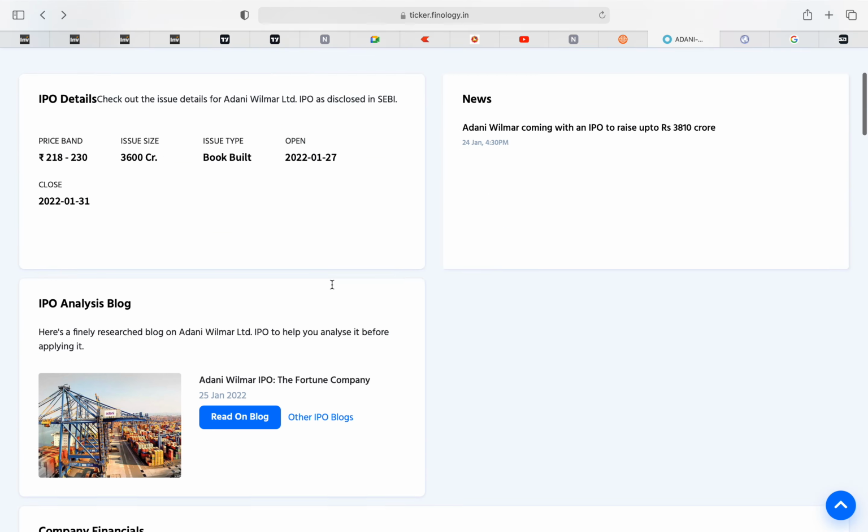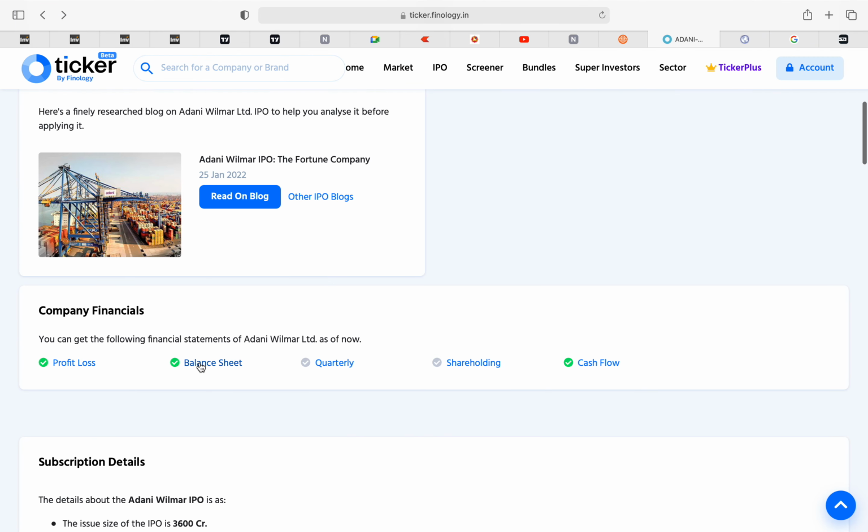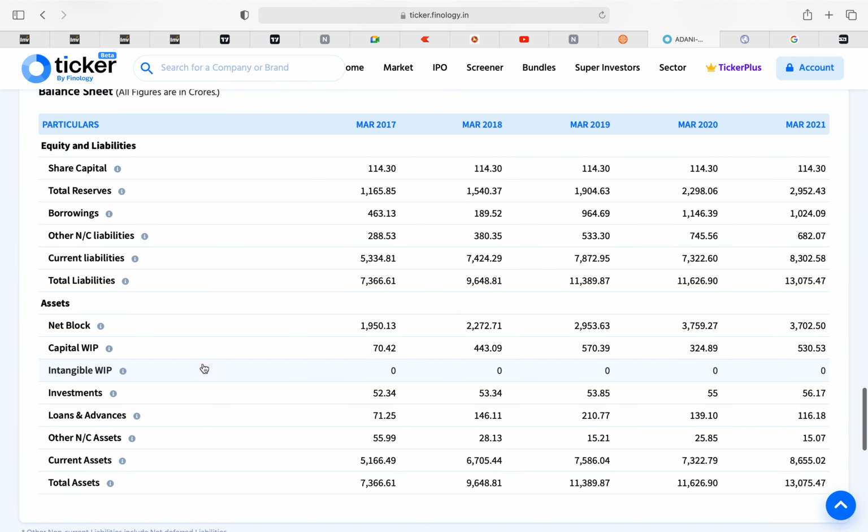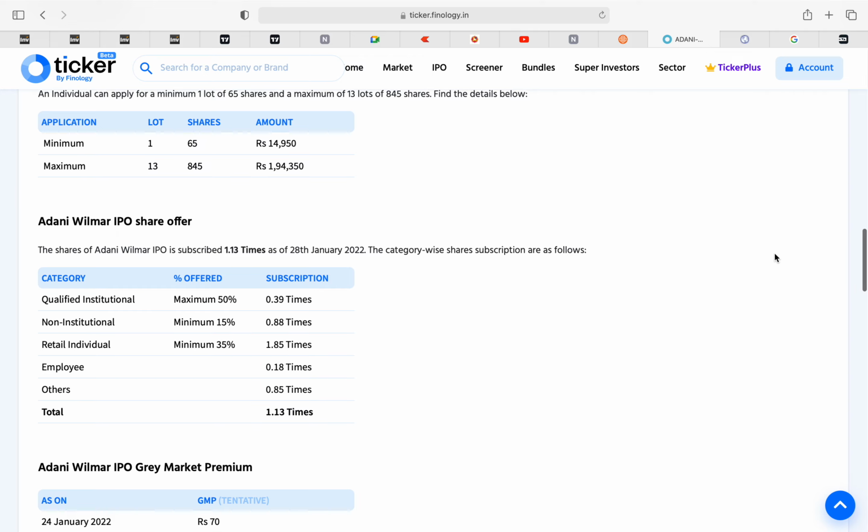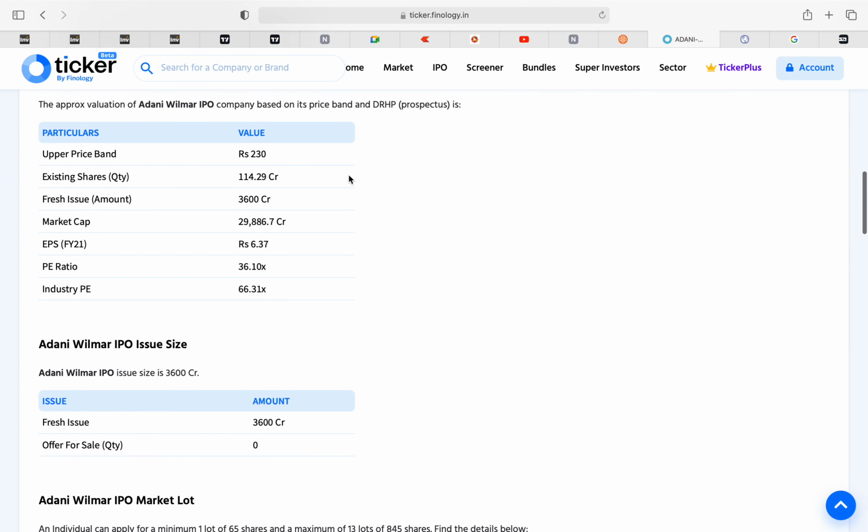Now let's see the important things, that is basically the balance sheet and the cash flow of the company. You have to note down these figures. The share capital as of March is 114.3. The borrowings are 1034. Let's come to something more important. At the upper price value, existing shares 114.29 crores, with the fresh issue the market cap is 29,886.7 crore, EPS of 6.37, and a PE ratio of approximately 36.1, whereas in this industry the PE is approximately up to 66.